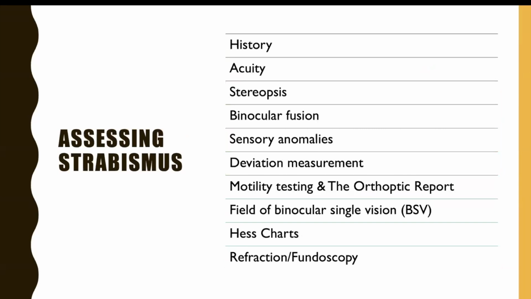Assessing strabismus is really complex, and there's lots of different things that we're looking at when we're looking at a patient who comes in with diplopia or strabismus, and that's where our orthoptic colleagues are essential in strabismus clinics. You're going to be looking at things like the history, the visual acuity of the patient, how much stereopsis they have, how much binocular fusion they've got, do they have any sensory anomalies, measure the deviation itself, looking at motility testing. We'll talk about the orthoptic report as well.